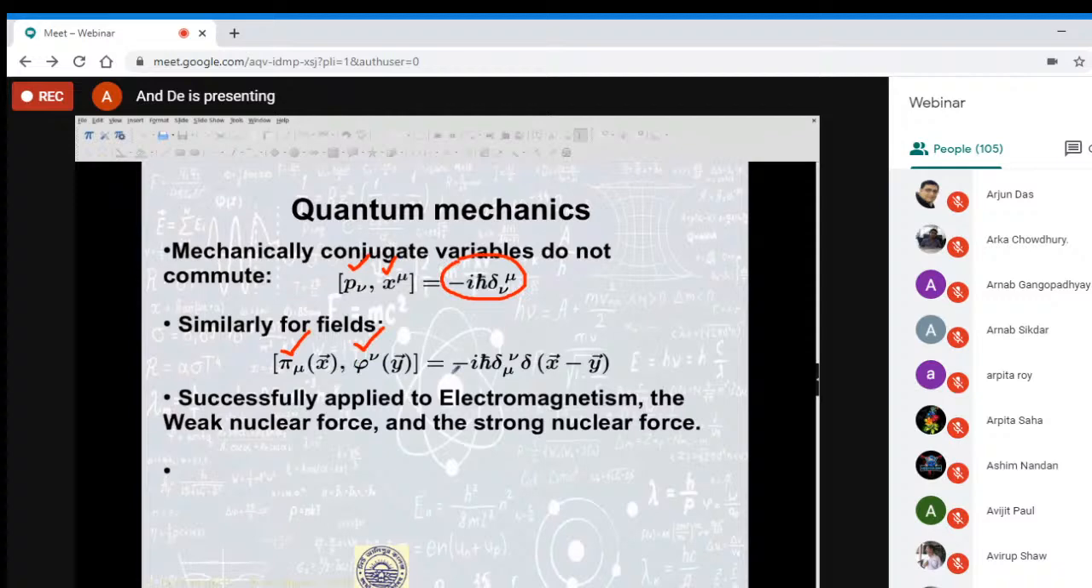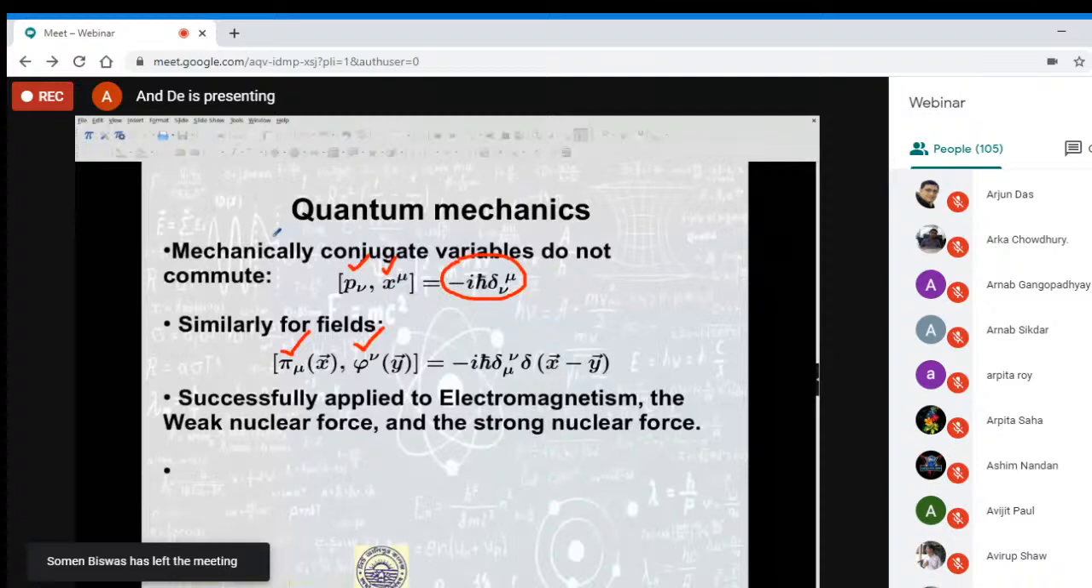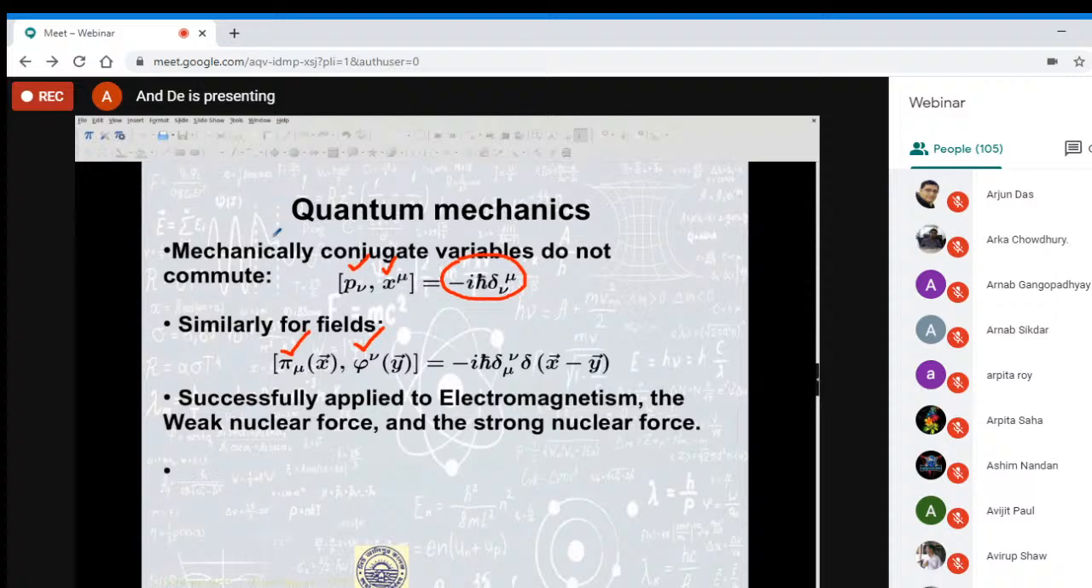Now, this quantum mechanics, as many of you know, has been very successfully applied to electromagnetism, the weak nuclear force, and the strong nuclear force. Very successful theory, probably one of the most peculiar things that nature gives us, yet one of the most well-tested theories. In all its peculiarities, quantum mechanics performs extremely well.